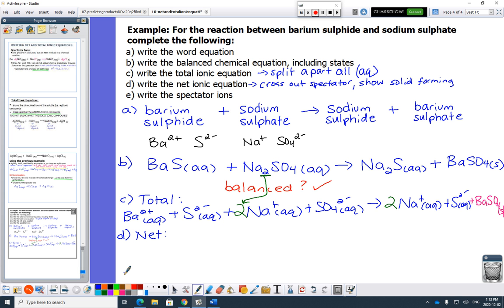So for the net, cross out the spectator, or just show the solid, use the ions to show the solid forming. You have some choice. But again, please, you're going to get marks for this. So make sure if you are a crosser that you don't annihilate it so that I can't tell what was written, okay? So what ions are aqueous on both sides? Sulfide, aqueous, aqueous. Sodium, of course, aqueous, aqueous.